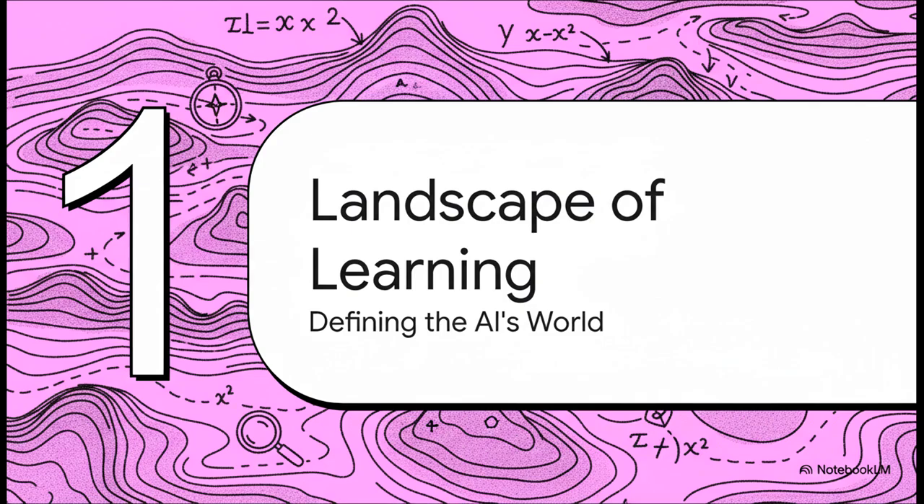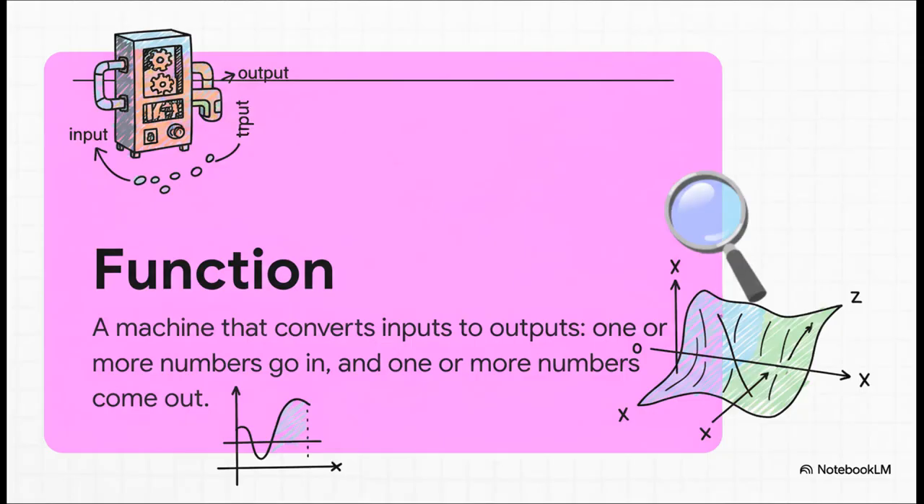Before any algorithm can start learning, it's got to have a world to explore, right? And in machine learning, this world, this whole landscape, is all defined by mathematical functions. The easiest way to think of a function is as a simple little machine. You pop a number in one end, you get a number out the other. And it's consistent. Give it the same input, you'll always get the same output.